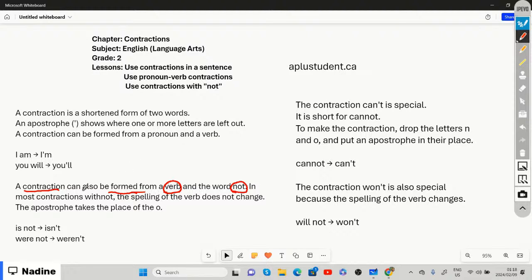And in most contractions with not, the spelling of the verb does not change. So the spelling of the verb stays the same, and then the apostrophe takes the place of the O. Because we remove the O from not, and then we put the apostrophe in its place. So remember, we're going to remove the O in not.